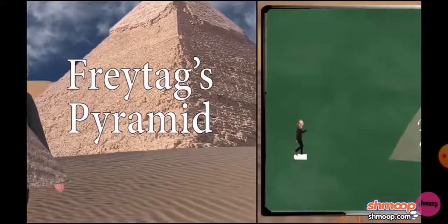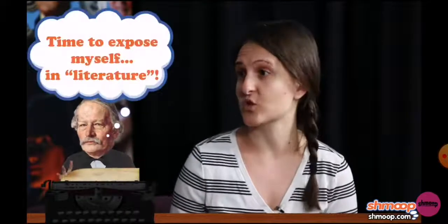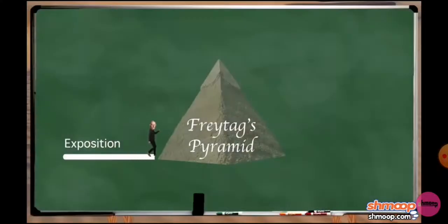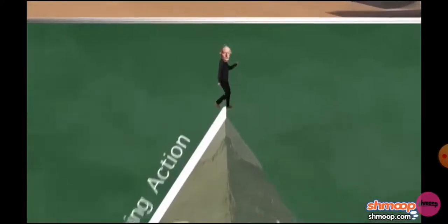The plot always starts with exposition, which is the narrator or the author setting up the story and getting you ready for what's about to come. Then we move into the rising action, and you see the pyramid building. The rising action is where the plot has begun, but it hasn't quite reached the boiling point. Then we get to the top of the pyramid, and we're at the climax.